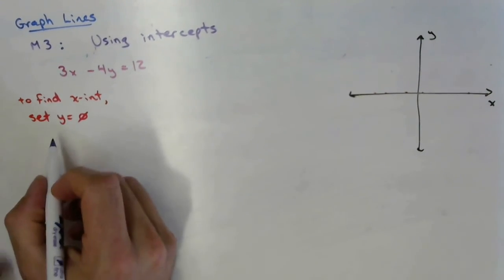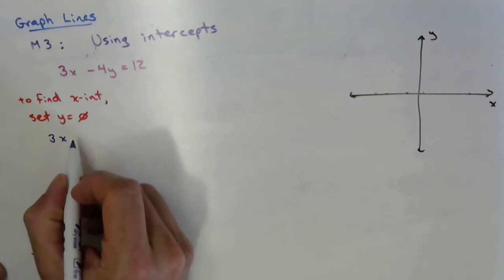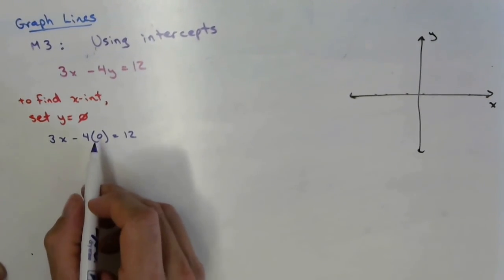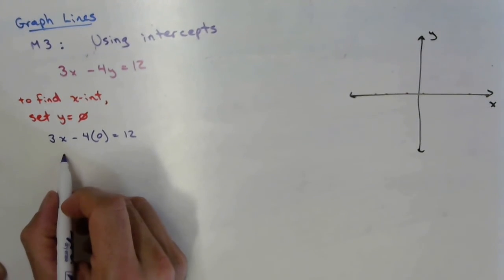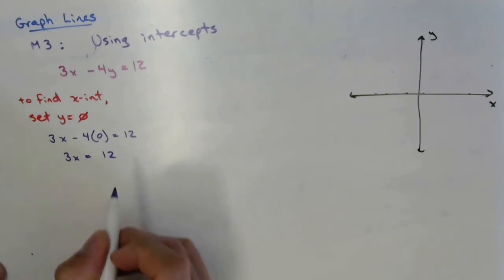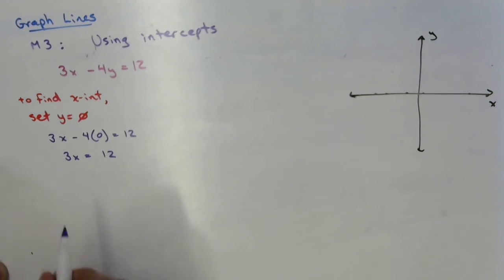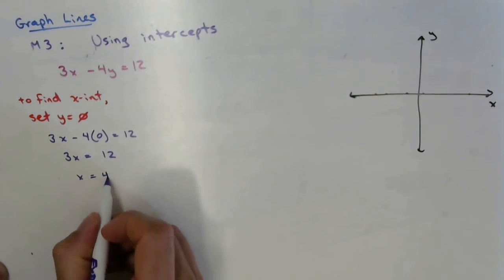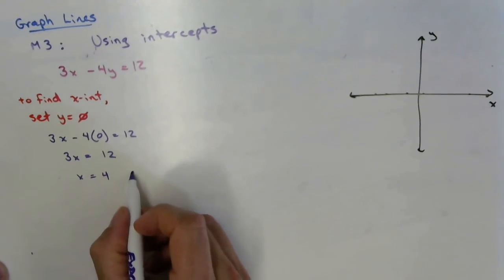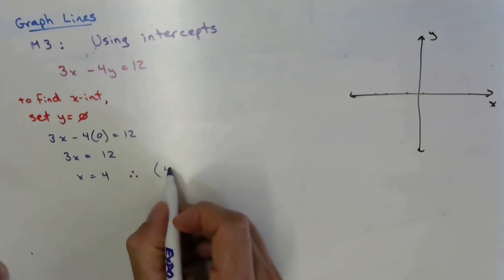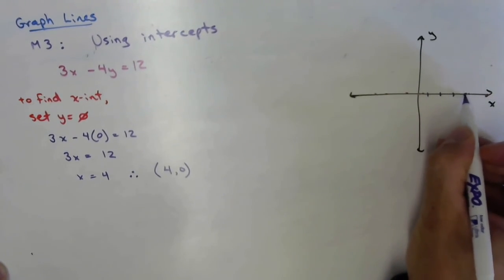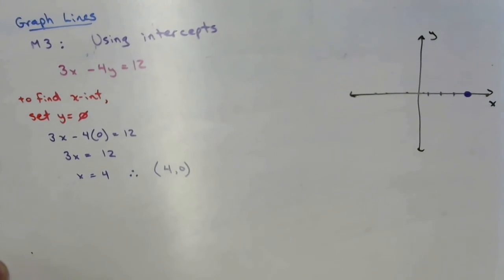Let's do that. So I'm going to rewrite the equation. 3x minus 4 times 0 equals 12. 4 times 0 is 0, so that's just going to leave me with 3x equals 12. I'm working a little bit quickly here, but that's okay. We're pressed for time. Now I'm going to divide both sides by 3. I get x equals 4. That tells me, therefore, 4, 0 is on the curve. 1, 2, 3, 4. All right.